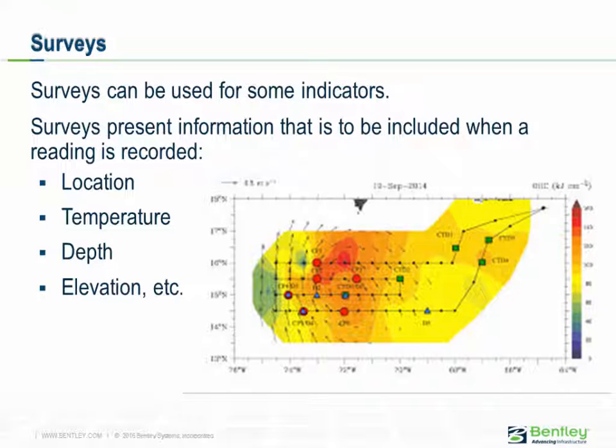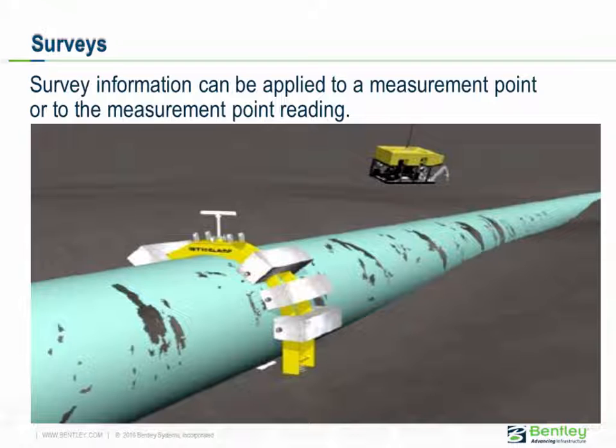In addition to subtypes, surveys are used for some indicators. Surveys are linked to AssetWise panels that present information that is to be included when a reading is recorded. They are used to track the information about where a reading was taken and the associated conditions such as water temperature, depth, and elevation. In some cases, an indicator's survey information is applicable to a measurement point, but not to each measurement point reading. An example of this are anodes that are physically installed on specific locations that are known at the time when the structure is designed and built.